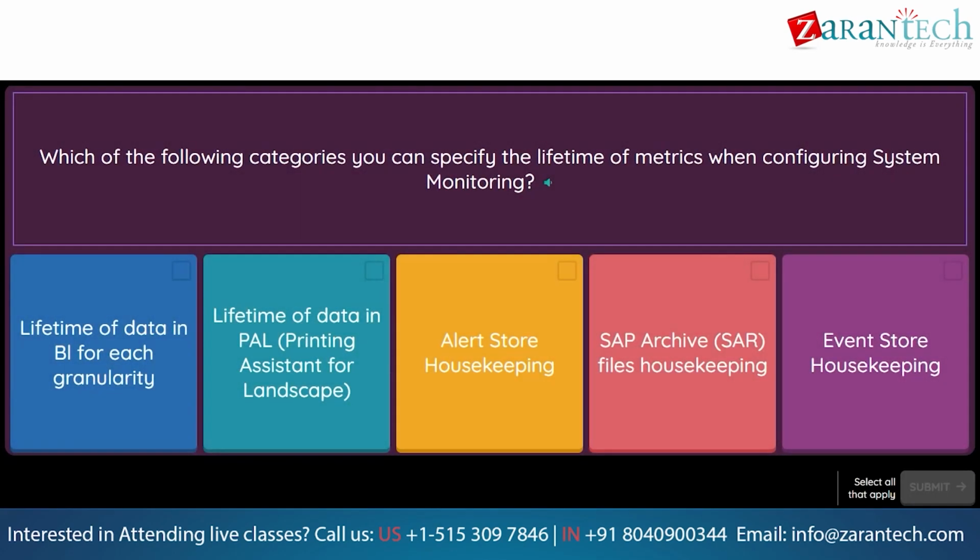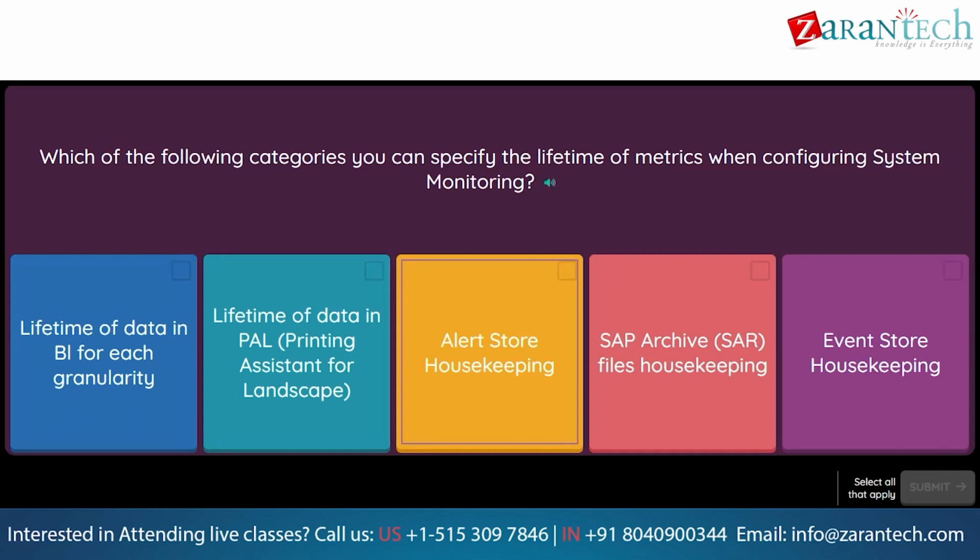Question: in which of the following categories can you specify the lifetime of metrics when configuring system monitoring? Option 1: lifetime of data in BW for each granularity. Option 2: lifetime of data in PAL, printing assistant for landscape. Option 3: alert store housekeeping. Option 4: SAP archive, SAR, files housekeeping. Option 5: event store housekeeping.